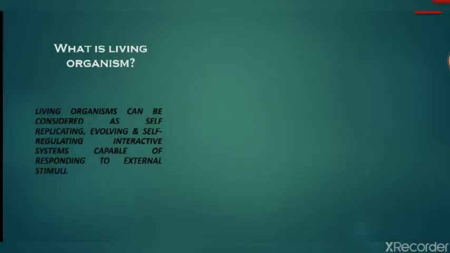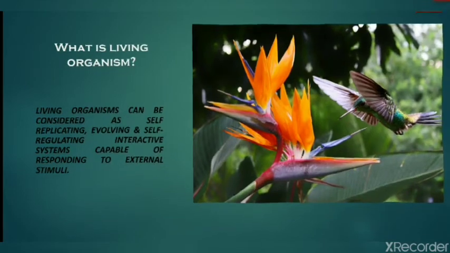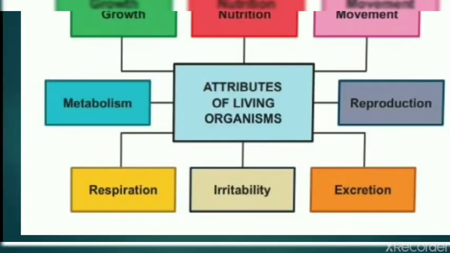There are certain criteria on the basis of which we can say what is a living organism. These criteria are called the attributes of living organisms. These are growth, nutrition, movement, reproduction, metabolism, respiration, irritability, and excretion.